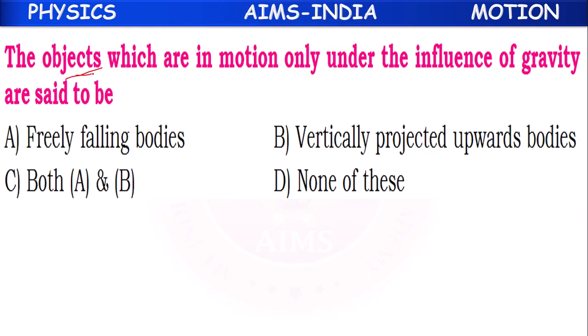Next one, the objects which are in motion only under the influence of gravity are said to be. Means only under the influence of gravity, we have not applied any force. Only because of gravity they are moving. They are called freely falling bodies. They are only under the influence of gravity.